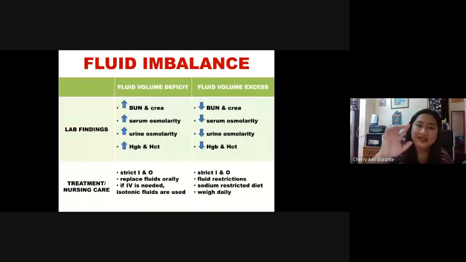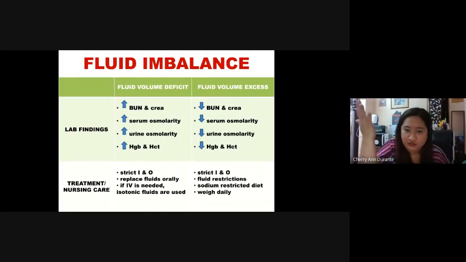Now, what happens with patients with increase or rather deficit of fluid volume? Dadami by virtue yung lahat ng solute. BUN and CREA is solute. Kaya dadami siya, increase. Then you have serum osmolarity, increase. Blood concentration, urine concentration, increase.